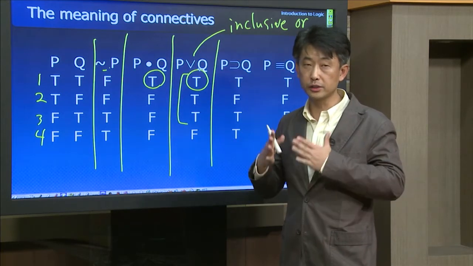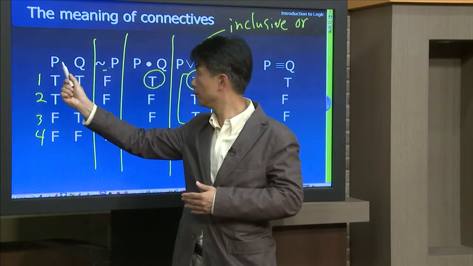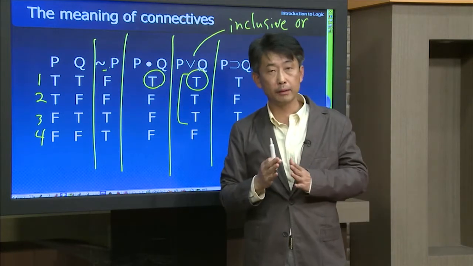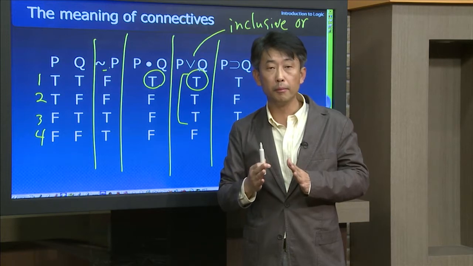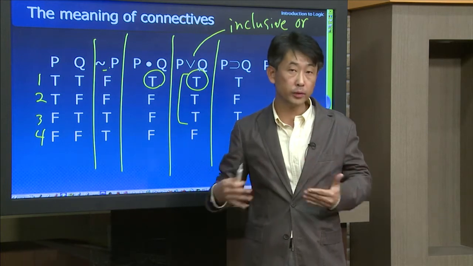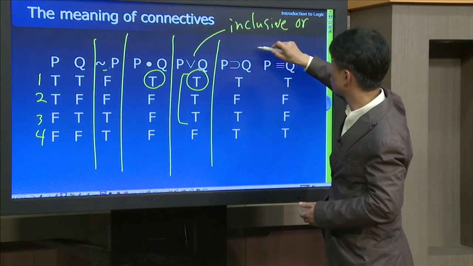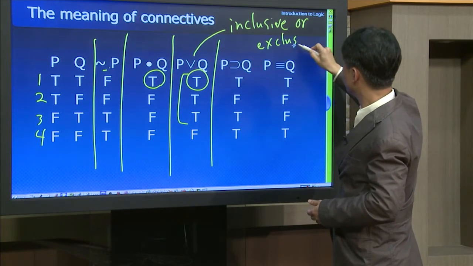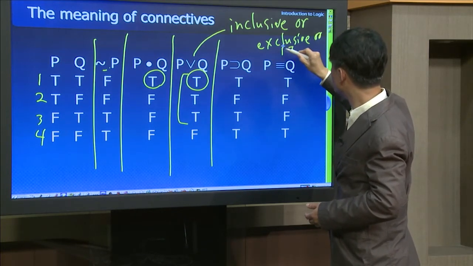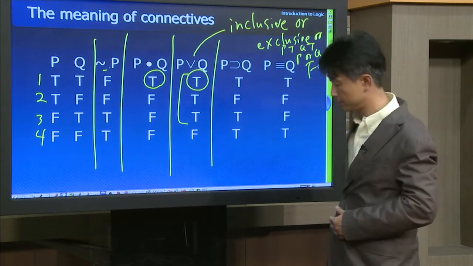That's how we will understand which. It's inclusive or. When both of them are true, P is true, Q is true, P or Q is true. But sometimes "or" in English may mean exclusive or, in the sense that when both of them are true, P or Q is not true. That's called exclusive or. Exclusive or means when P is true, Q is true, P or Q is false.